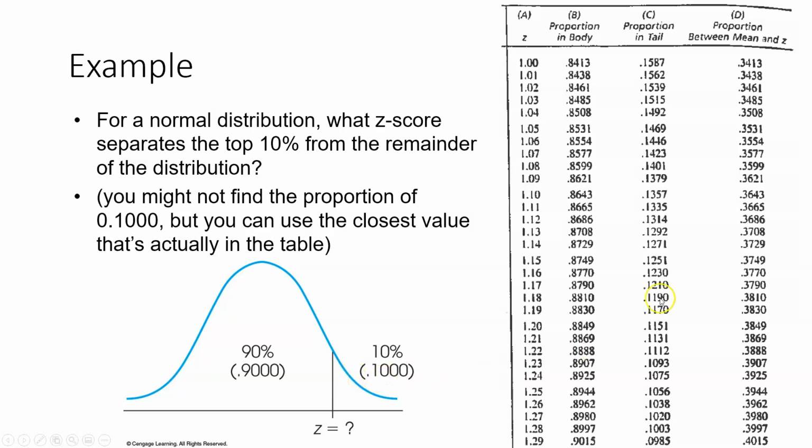As you see, the value that's in the tail corresponding with 0.1000 falls right here. This is the closest value to it, and so we find a z, working back through the columns of the table, of 1.28. So the answer is a z of 1.28 separates the top 10% from the bottom 90%.